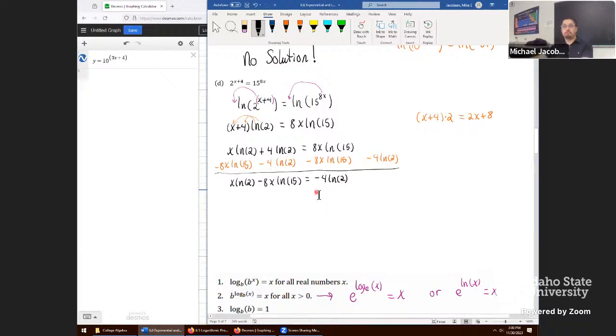So all I've done in this step is just rearrange the equation. We need x's on one side, then that's what we got, and we want only x's on one side. So to make that happen, factor x out of both terms of this side. x factors out, and you're left with natural log 2 minus 8 times natural log of 15.